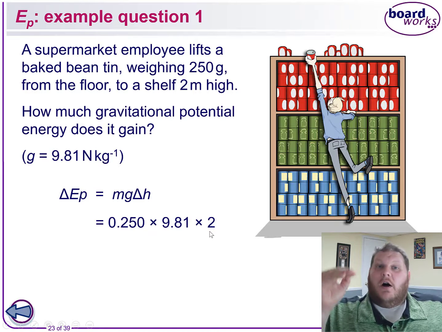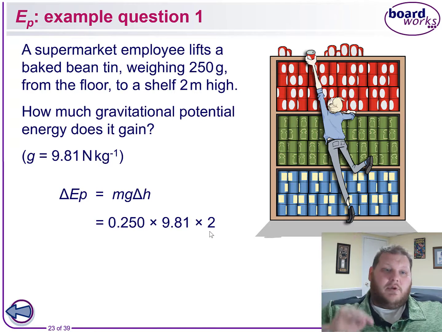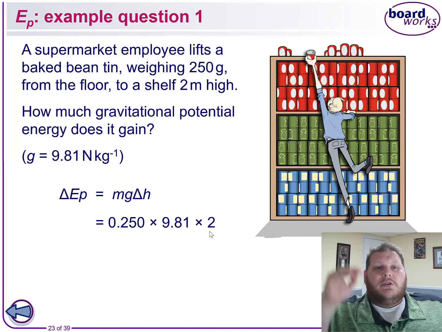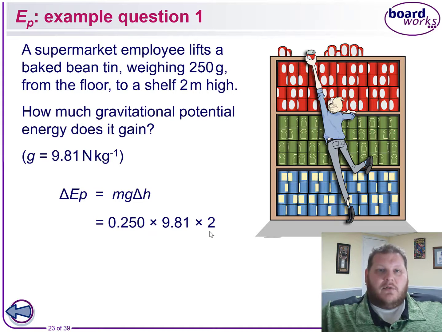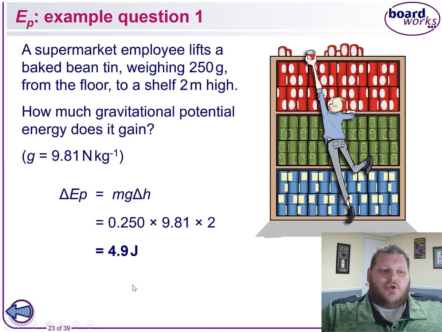If we had a loss, if we were taking it from the top shelf and putting it down to the bottom shelf, we would be losing 2 meters. So we'd use a negative 2, and we would have a negative change in potential energy, which is something we might see eventually. So if I just multiply those together, 4.9, and then joules is the unit. Just like with work, joules should be our unit.